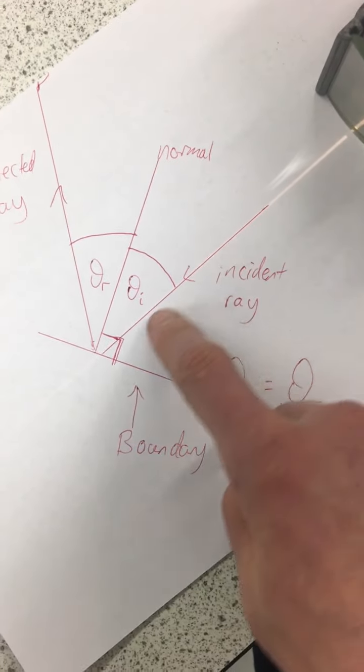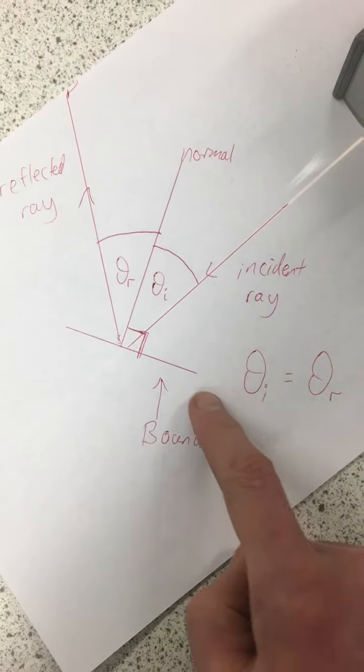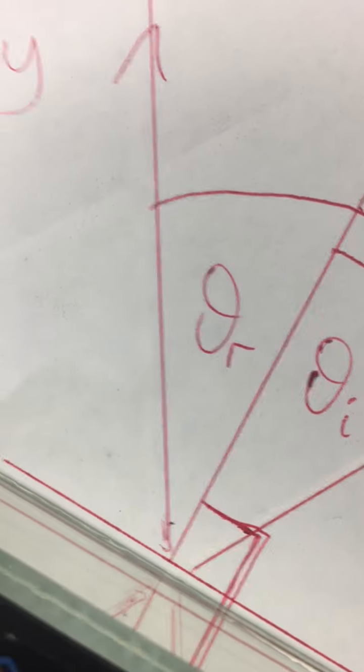So here's my lovely diagram. We can see where the incident ray came in. We can see where my mirror was. This is my boundary. We can see where the reflected ray was coming out. You can maybe just about see the light on the paper if I put the mirror there. You might just be able to see that ray coming off again still.